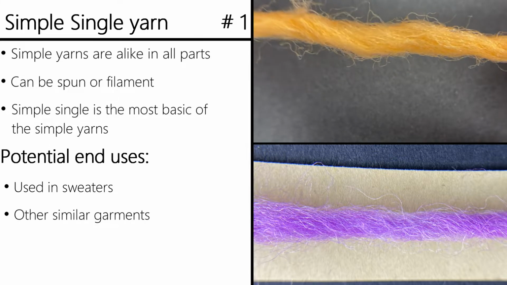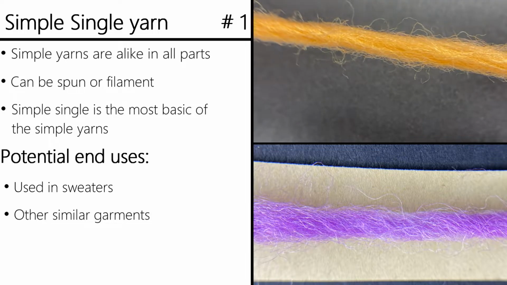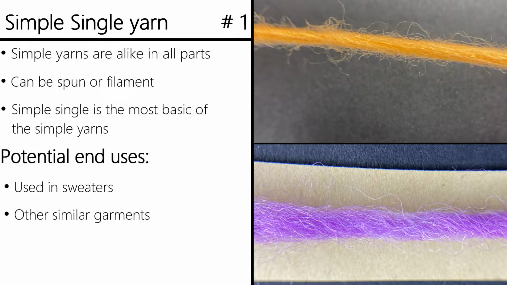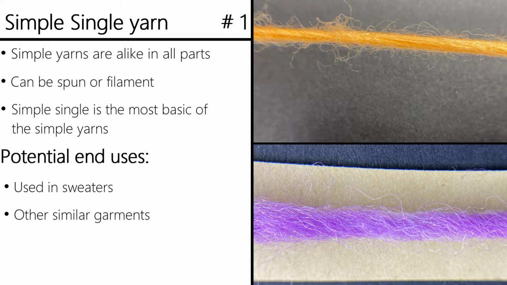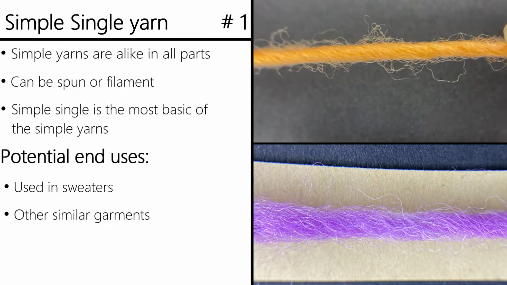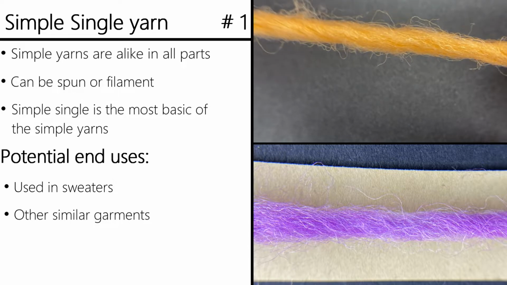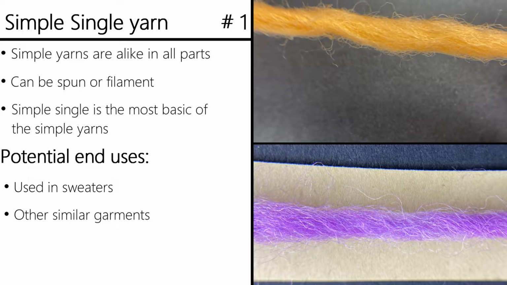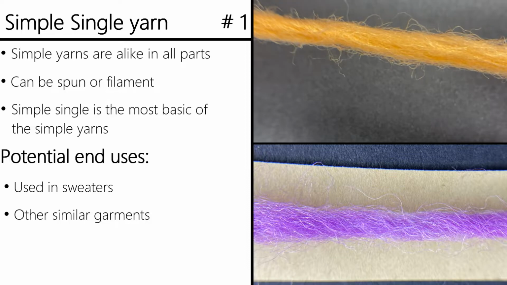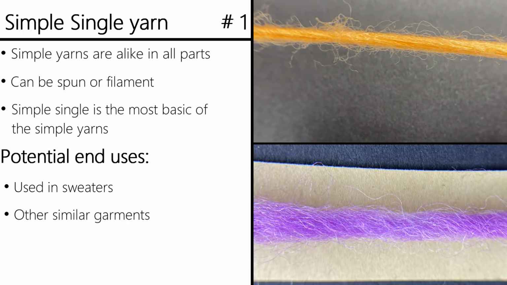This yarn falls under the simple yarn category along with simple ply, cord, and rope. A simple yarn is alike in all its parts and can be spun or filament. The sample in your packet is a spun example. The Simple Single yarn is the most basic form of simple yarns, having only one strand of fibers twisted together. A common end use for these yarns would be sweaters or other similar garments.